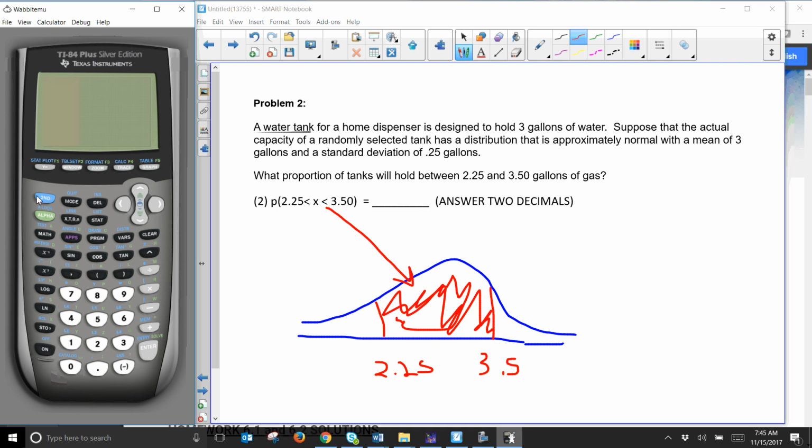To do that, we'll do second vars, normal CDF. For the lower bound, we'll put 2.25. For the upper bound, we'll put 3.5. We'll use the mean of 3 and the standard deviation of 0.25. So go ahead and paste that in, and I get this probability will be 0.9759 to 4 decimals. So 2 decimals would be 0.98.